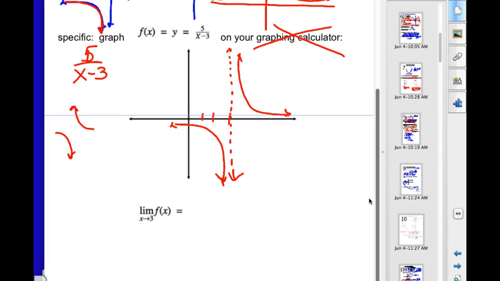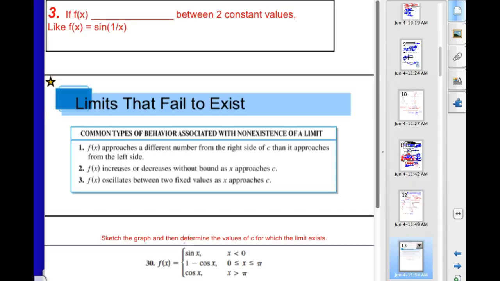So again, down here when I ask what's the limit as x approaches 3 from both directions, from the left, I'm going way down into the ground, and from the right, I'm going to the moon. There is no limit, so we say it does not exist. So the second situation where a limit does not exist is when it increases or decreases without bound.